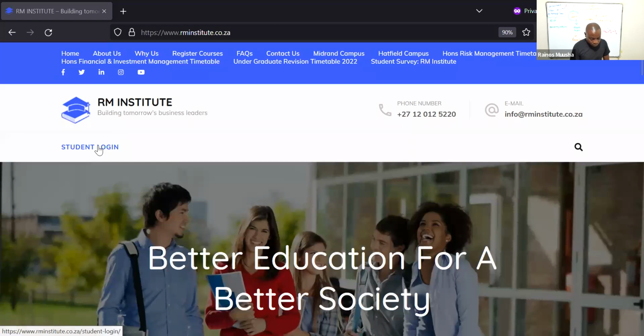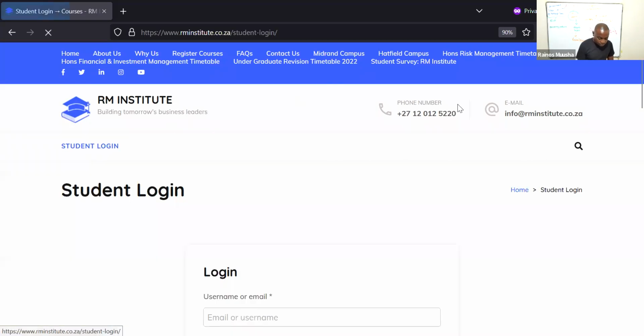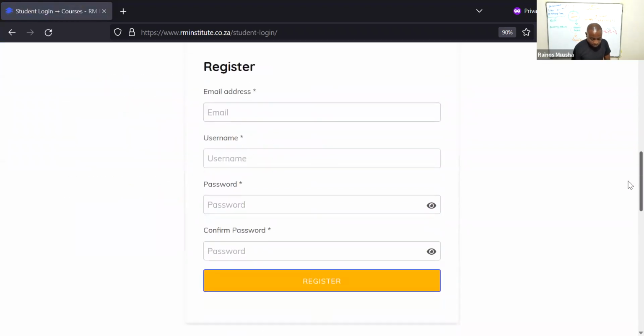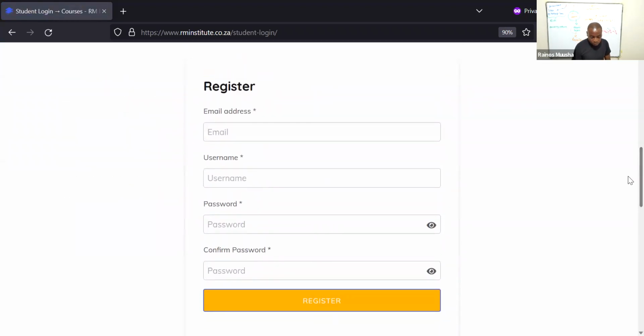So you click on student login, and you will see that if you don't have a user account as yet, for the month of March, we give our students free access to our website. So over and above the free online classes that we give you, we also give you free access to our website. But remember, we limit the amount of material that you're going to be able to access.